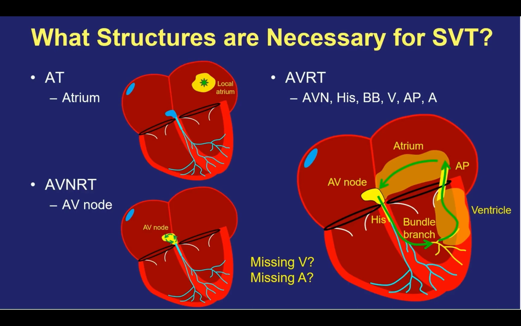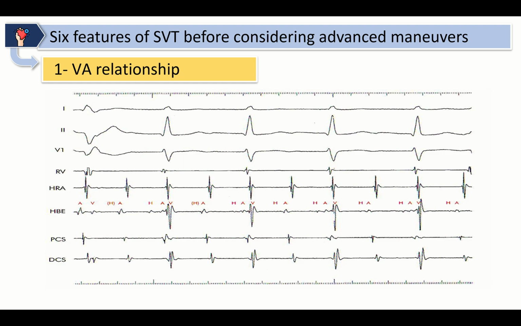What about accessory pathway mediated tachycardia? The circuit includes the atrium, the impulse comes, goes down the AV node, reaches the ventricle, then retrograde through the accessory pathway and reaches the atrium. So all these are integral parts of the circuit: atrium, AV node, ventricle, accessory pathway. So in all cases of accessory pathway tachycardia, it's one-to-one conduction, and we can't miss V or A. This is the main concept.